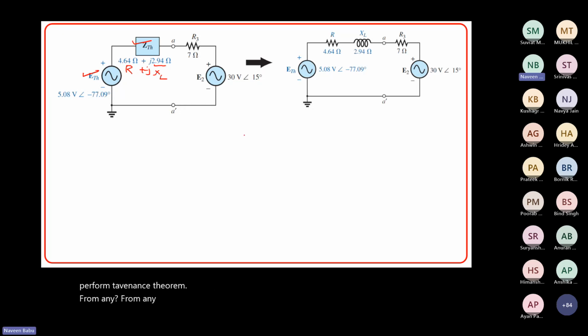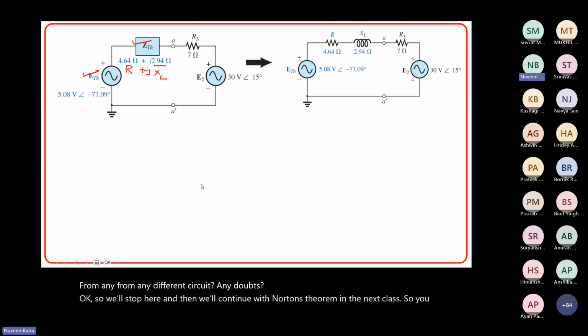Any doubts? Okay. So we'll stop here and then we'll continue with Norton's theorem in the next class. So you have an extra lecture tomorrow.